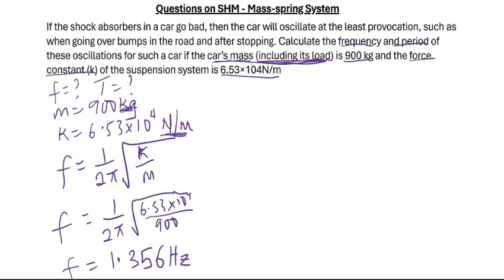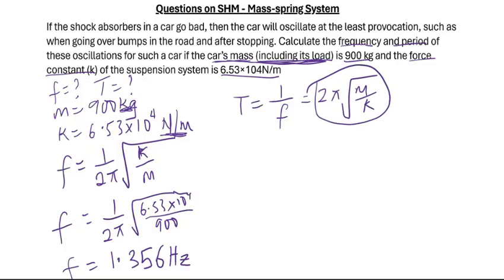The second question says we should look for our period. We know that the period is 1 over frequency. You can use the formula 2 pi square root of m over k also, but this will go a long way. Since we have calculated our frequency, we can just input it there. So our period equals 1 over 1.356, and if you calculate that, we get approximately 0.74 seconds, and that's that for this question.